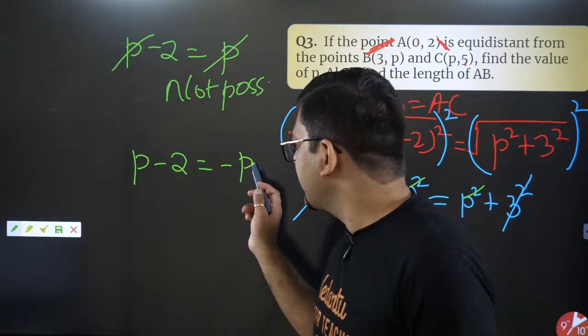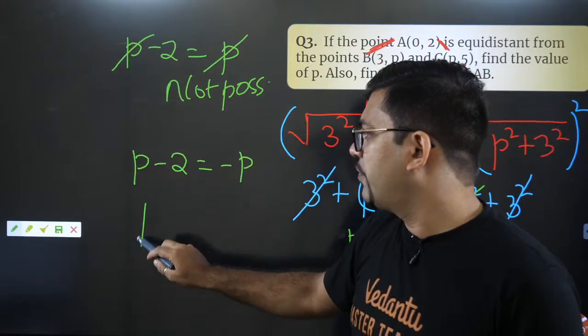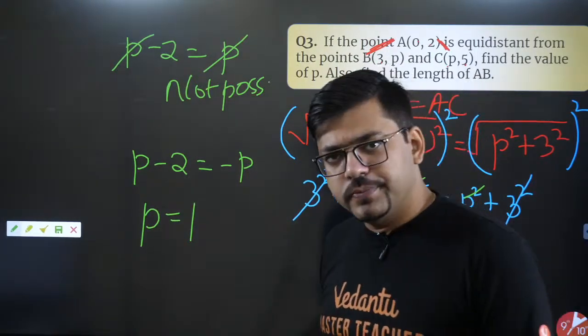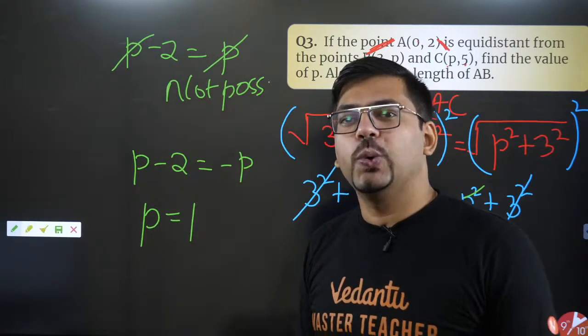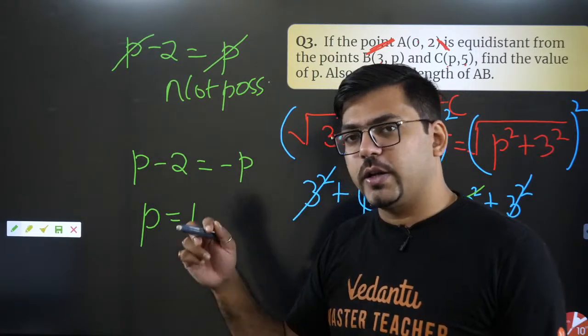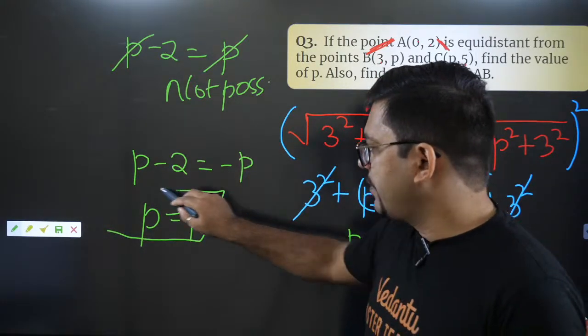Okay, and here if this p goes this side, 2 comes here, so we will find p equals to 1. Here, and this is possible. Yeah, absolutely right, p equals to 1. This is the only answer. Despite this being a quadratic equation, this is the only one answer which we can have.